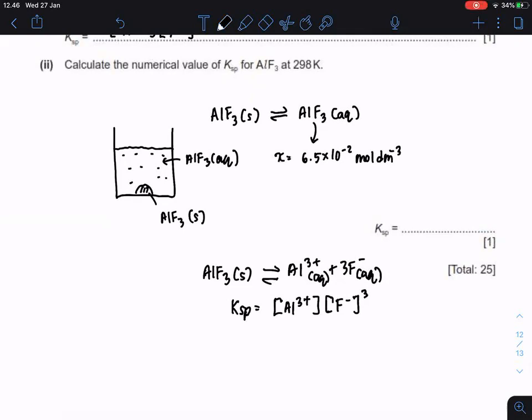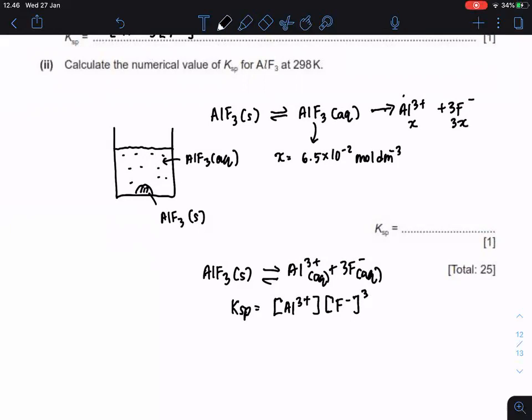That's going to be AlF3. They will dissolve to give you AlF3 in aqueous form, and that is our solubility. But if I want to break it down further, AlF3 gives you Al3 plus and 3 moles of F minus. If this is X, we are talking about 1 mole to 1 mole, so Al3 plus is also X, and F minus is 3X, so our X is 6.5 times 10 negative 2.